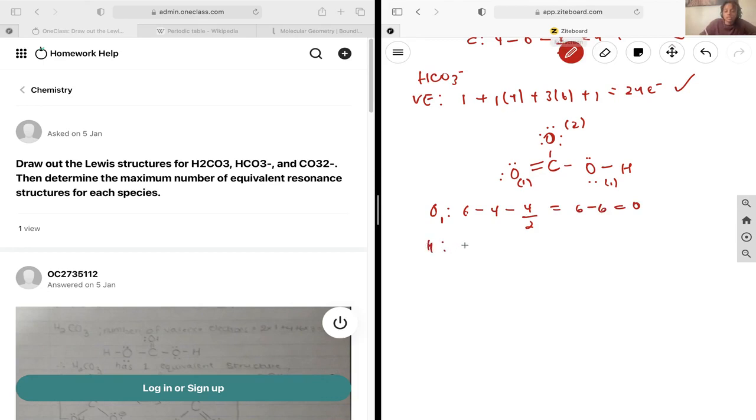Let's check in on our hydrogen. We're going to have 1 minus 2 over 2, which is 1 minus 1, so 0. On our carbon, we're going to have 4 minus 0 minus 8 over 2, 4 minus 4, going to give us 0.